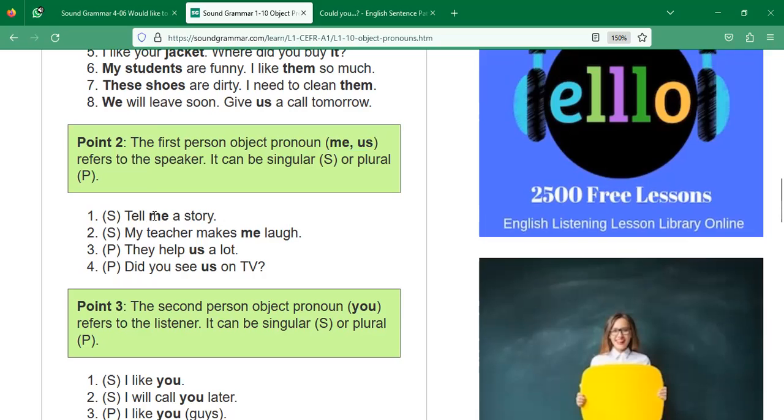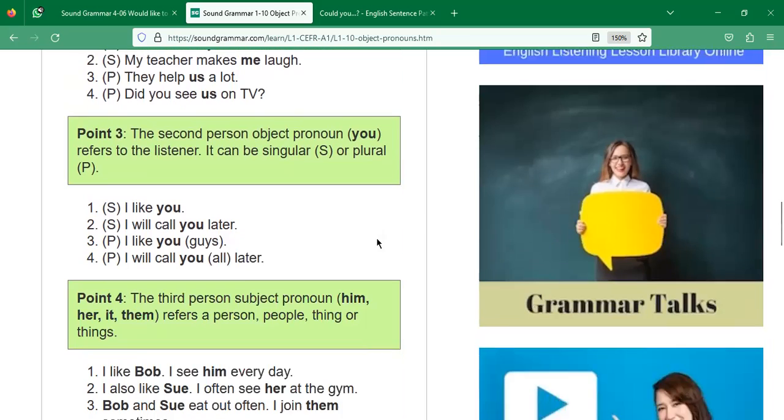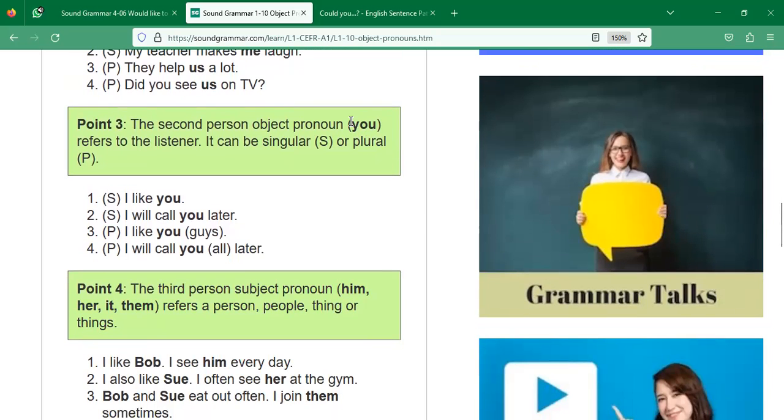Excellent. In this case, when I say "me", I talk about "I", right? My person. And "us" is because it is "we". But remember that the object pronouns are different. That is why we have different words. Then we have "you". This one, as you know, can be singular, but also plural.